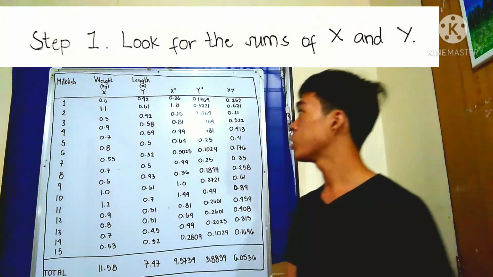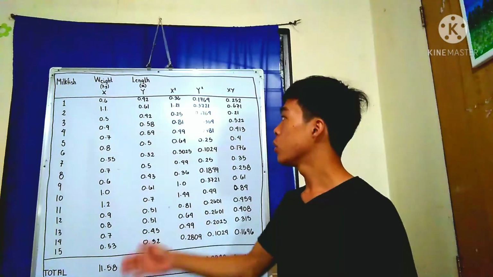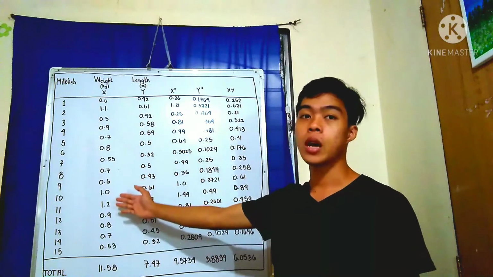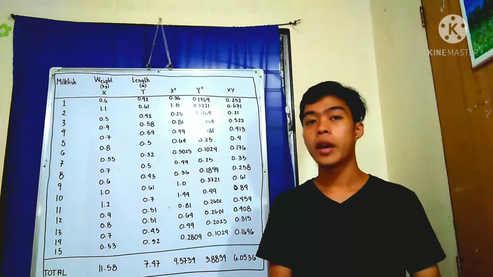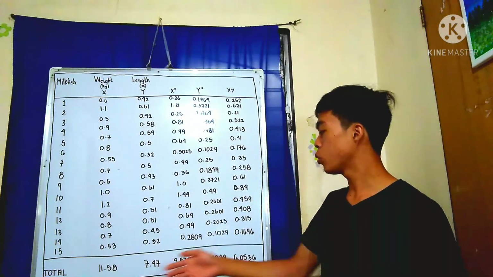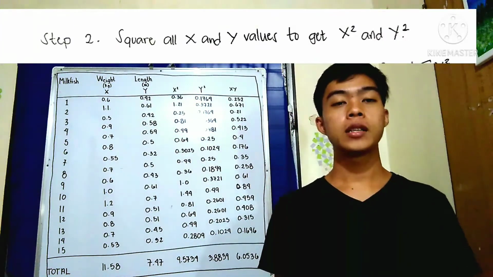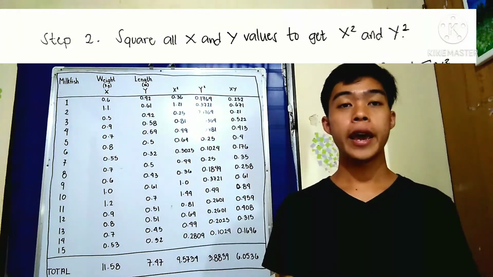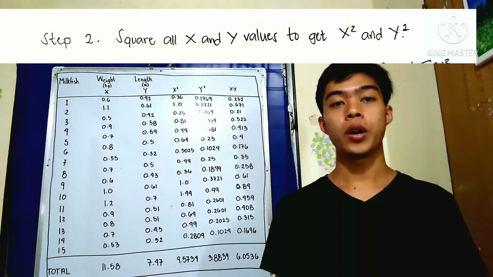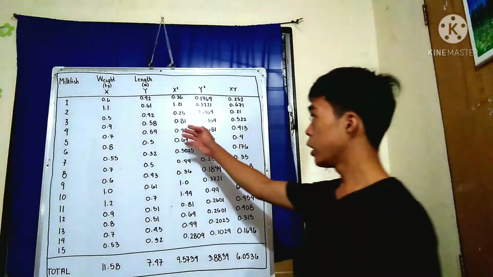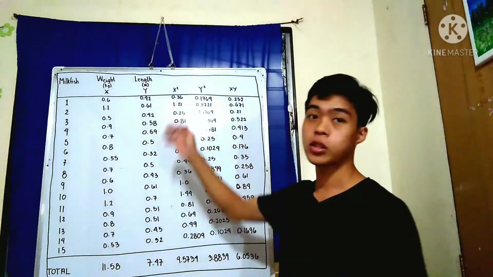We will sum up all our x and our y. If we sum up our x, it will come up to 11.58, and our y will come up to 7.47. Now for step 2, square all the x and y values to get the x squared and y squared. We will square the x to get the x squared.